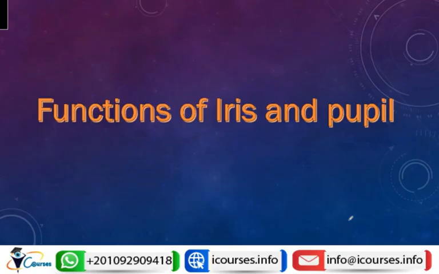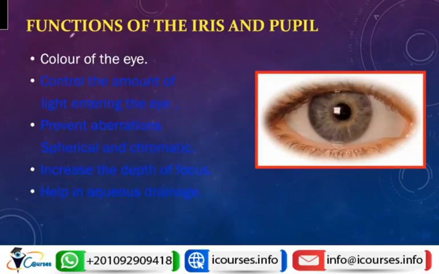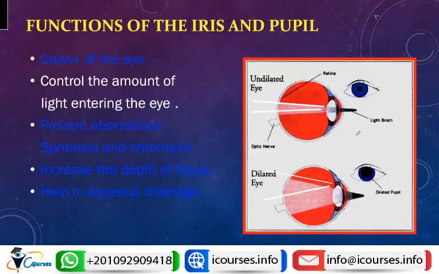So now let's talk about the functions of the pupil. What are the functions of the pupil and the iris itself? So the iris-pupil diaphragm has different functions. First of all, it will govern the color of the eye according to the amount of melanin pigments present in it. Also, it will control the amount of light entering the eye. So by miosis, we limit the amount of light, which will happen in the daylight. But during night, the pupil will dilate, allowing more light to enter through the eye.